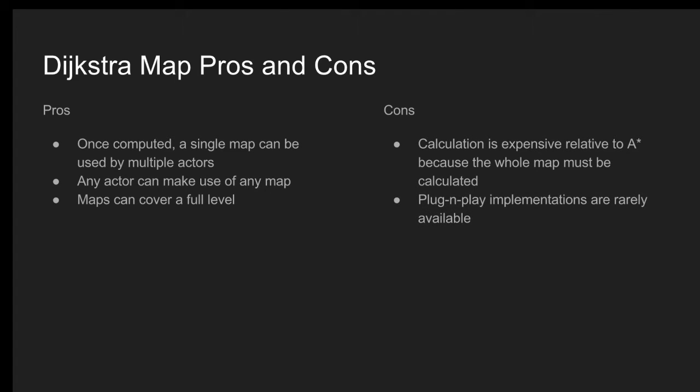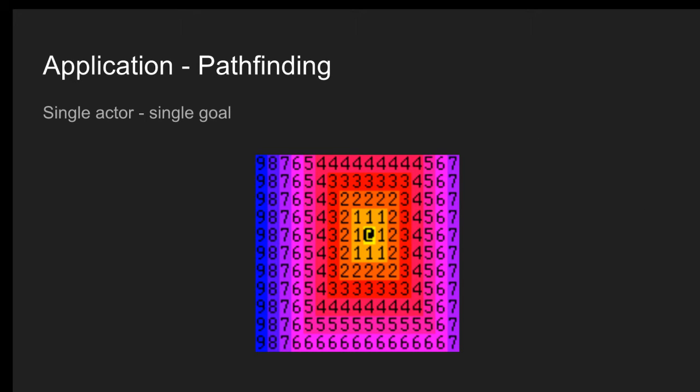And another con to Dijkstra maps is that, at least in my experience, it's kind of hard to find off-the-shelf implementations, and so you might find yourself coding up your own solution to this. I don't know if anyone has any good open source off-the-shelf implementations. I'd be happy to learn about those.